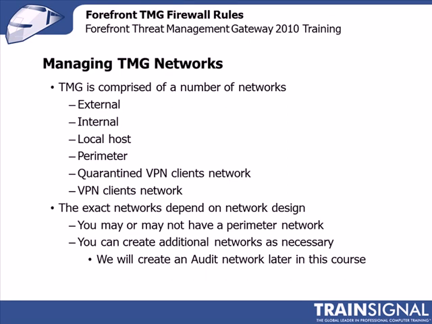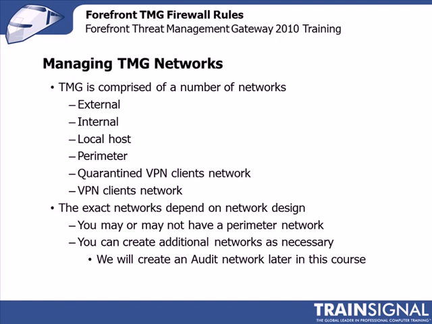But to start with, Threat Management Gateway is comprised of a number of networks. The external network, which is usually the internet, the internal network, which is generally your internal LAN, the local host, which is the Threat Management Gateway server itself, a perimeter network, which is also called a DMZ or demilitarized zone, which is common in firewall parlance. And then we have two VPN-based networks, Quarantined VPN Clients Network and VPN Clients Network. We'll discuss these two networks later in this course when we discuss virtual private networks.